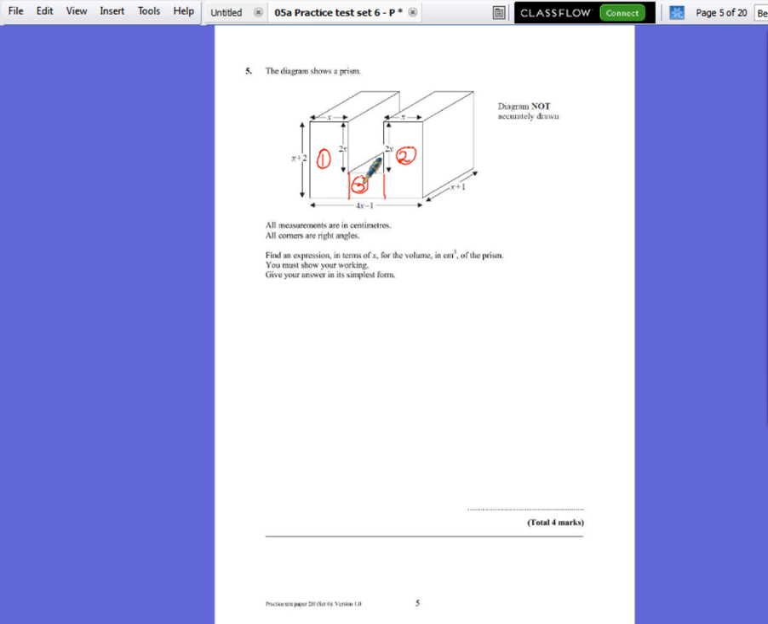Piece 1 and 2 are the same. So to work out the area of piece 1 and piece 2, we'll do the length times the width. So we do x plus 2 times x, which will give us x squared plus 2x.